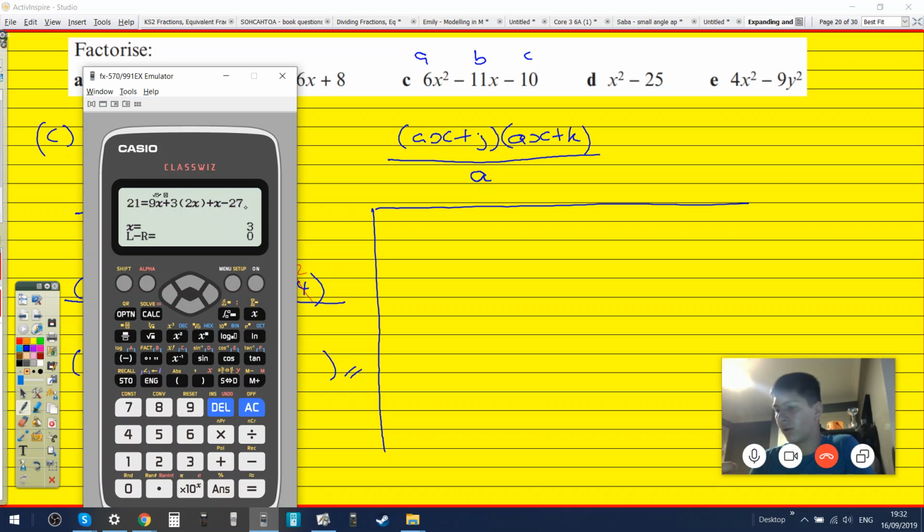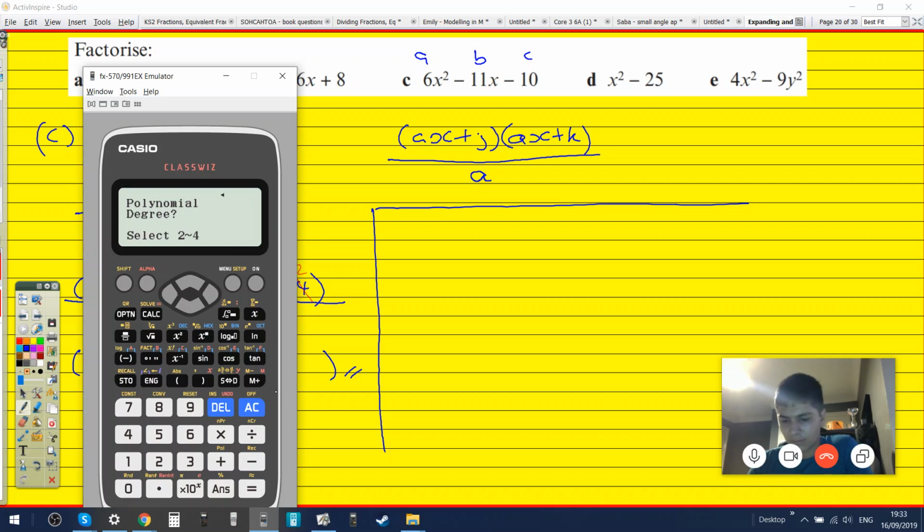FX 991EX. Yeah, that'll do. For now. Menu. Let's solve it like it was a quadratic. So A. Oh, sorry, what did you get there? So you pressed menu. Menu, and you can either do alpha and then A, or just go down past 9. Right. Yeah. So you want equation.